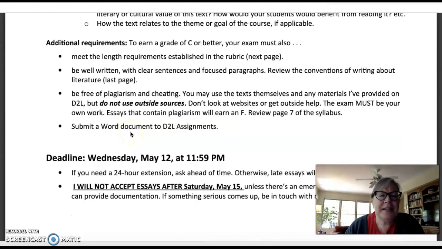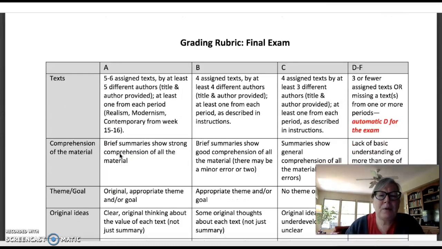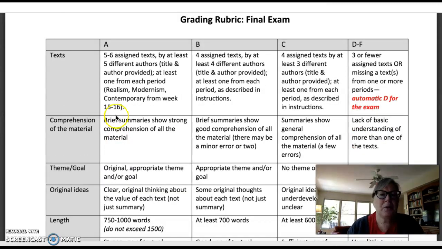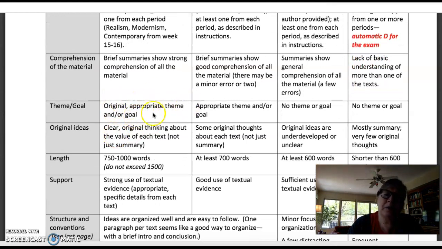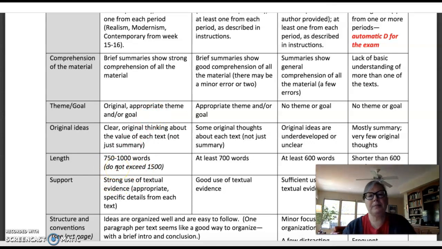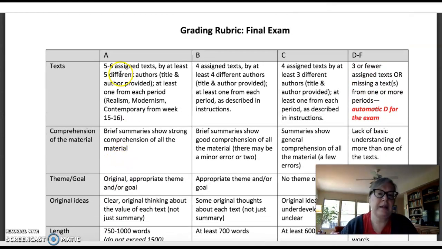Okay, let's take a look at the grading rubric. You'll notice there are different requirements for A, B, C, and D, depending upon how many texts you want to cover by how many different authors, what you want to do with a theme or goal, and also how long and developed your letter or essay is. Let's start with the A category.